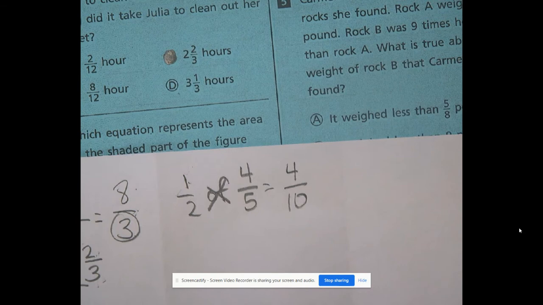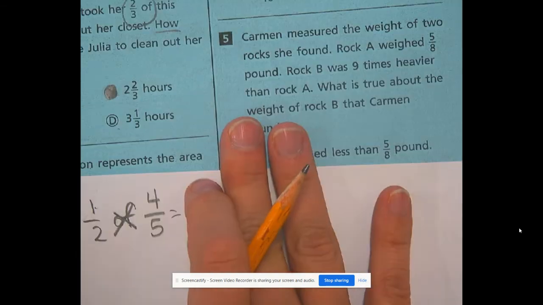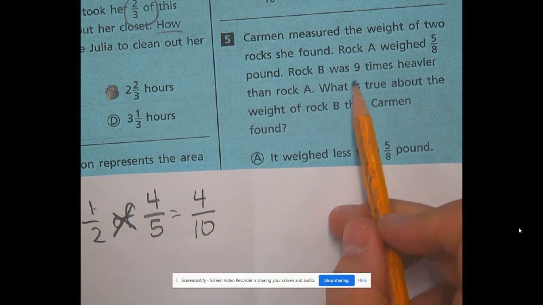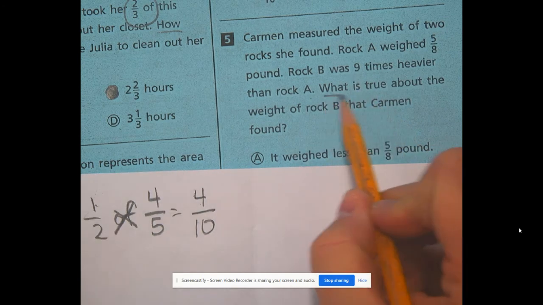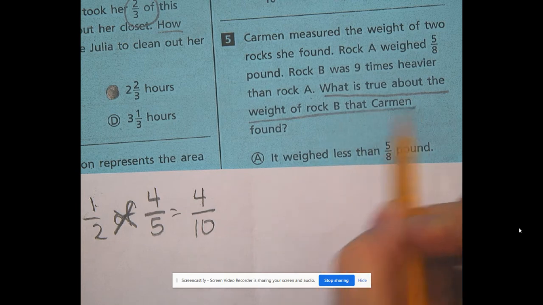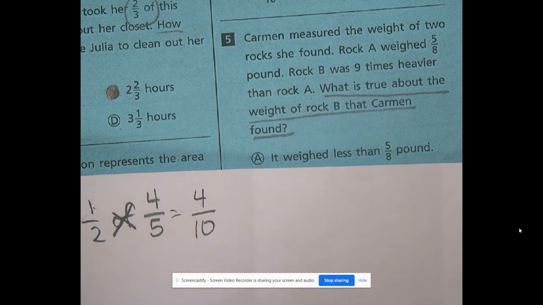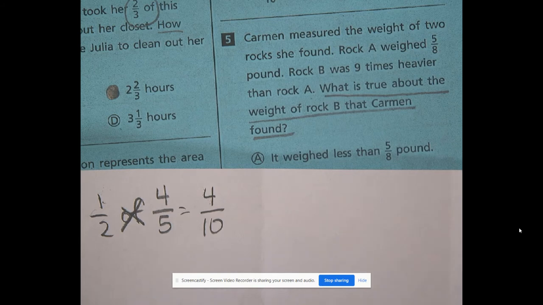Okay, Carmen measured the weight of 2 rocks she found. Rock A weighed 5/8 pounds. Rock B was 9 times heavier than rock A. What is true about the weight of rock B that Carmen found? Okay, first of all, what words tell us what we're going to do in there?